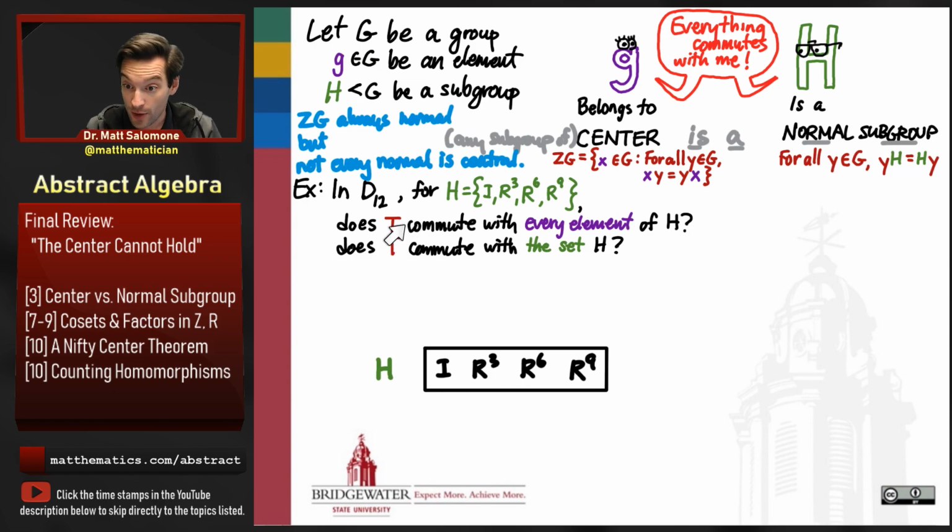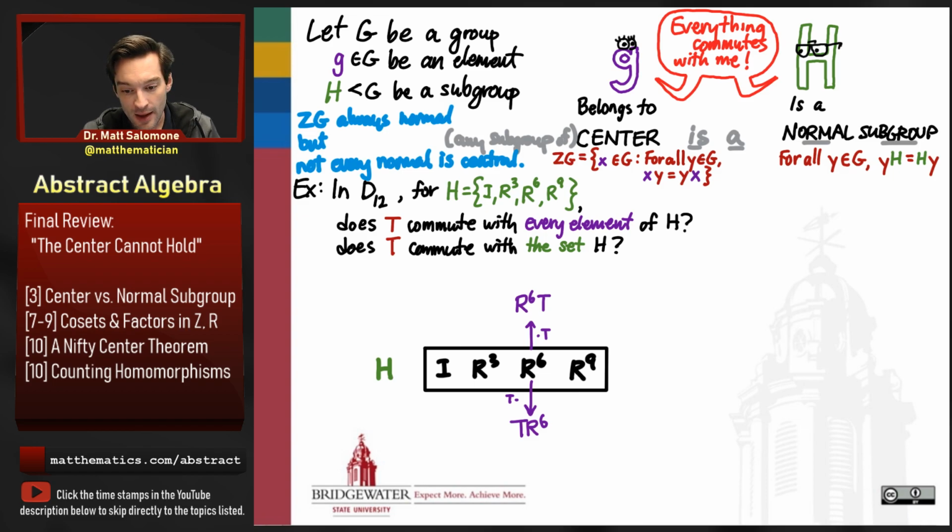So if I want to know whether T commutes with every element of H, then what I want to do is take every element of H and just multiply it on the left by T, and then also multiply it on the right by T. So suppose I take R to the sixth, just to get started. If I multiply on the left by T, then the result of that product is going to be TR to the sixth. On the other hand, if I multiply on the right by T, then the result is R to the sixth times T.